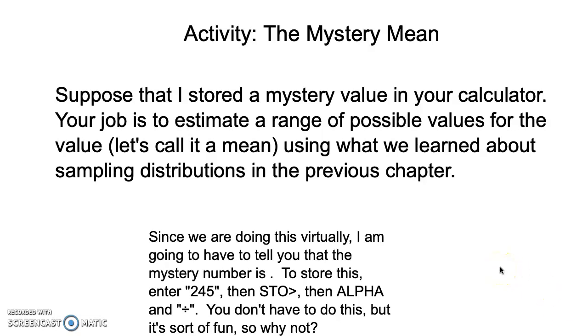Suppose I was able to get to your calculator and store a value in your calculator. Your job would be to estimate possible values, and to come up with a specific exact value might be challenging. So instead what you're going to come up with is a range of values. This is what's called a confidence interval. So let's call the value I put in your calculator a mean.